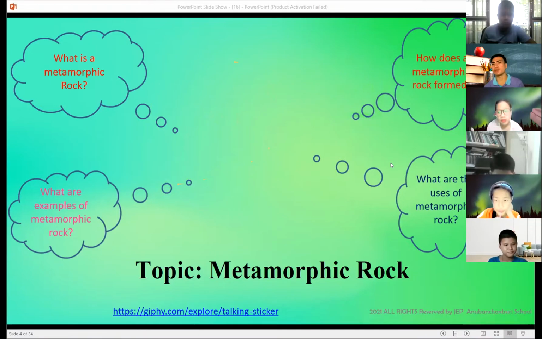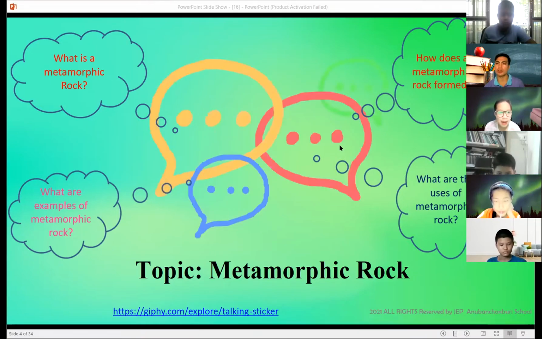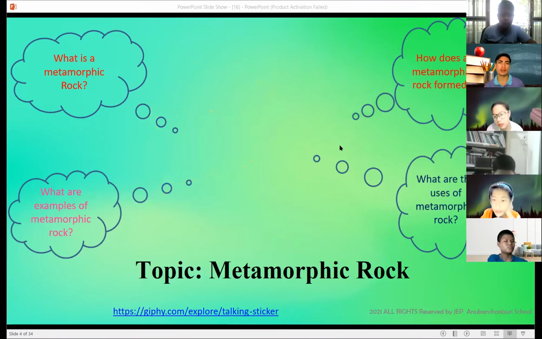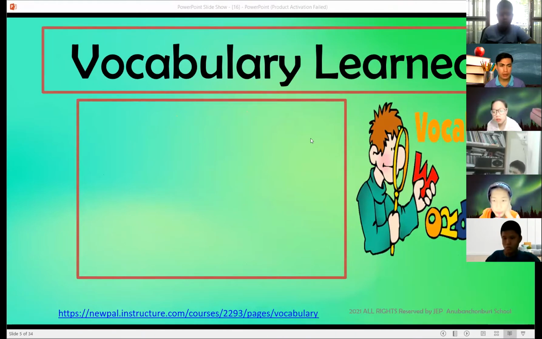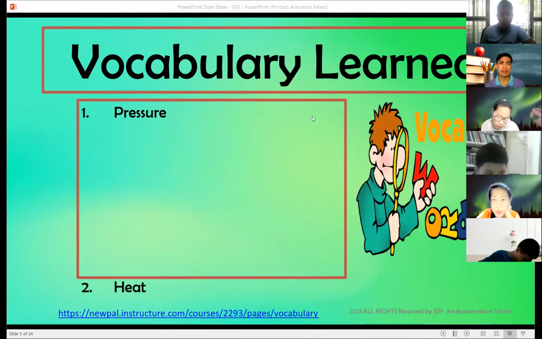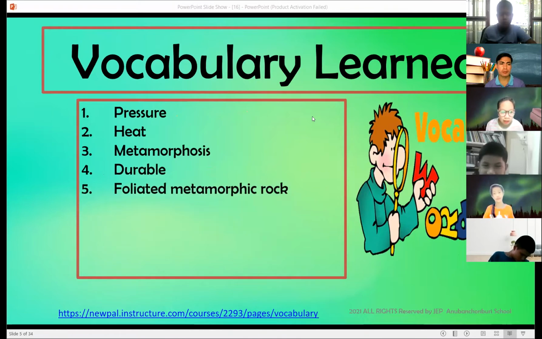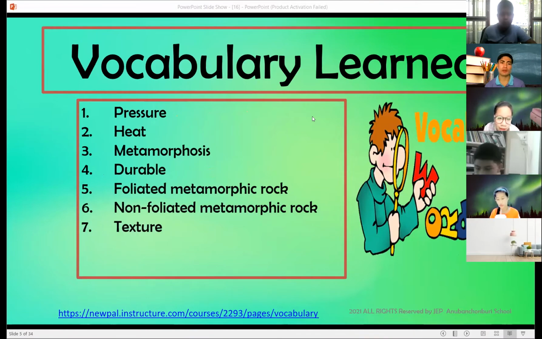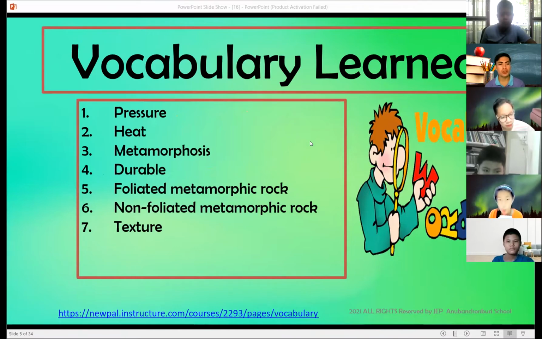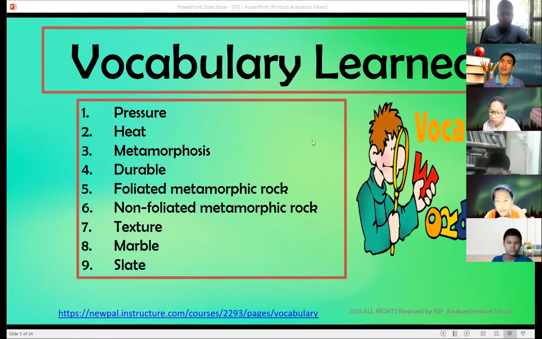Marble, we can use it as floor tiles. Slate has a lot of uses: to make pottery, bricks, or the shale can be used as cement as well. In this segment, we're going to re-study or recap the vocabulary words that we studied last Wednesday. So here are the words: pressure, heat, metamorphosis, durable, foliated metamorphic rock, non-foliated metamorphic rock, texture, marble, and slate.